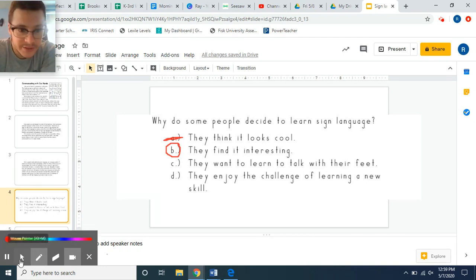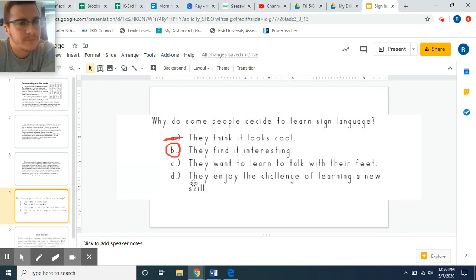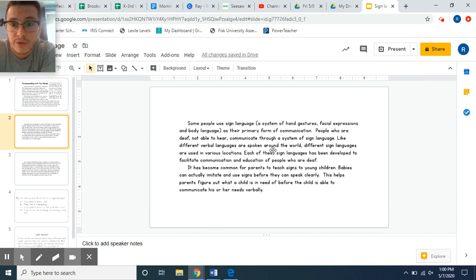All right, so the next option or choice, is they want to learn to talk with their feet. Now, when we think about what sign language is, we have to go back to the definition of sign language, which can be found over here. Just like when you see commas after a word that you might not know, you can find the definition. The same thing happens with what's called a parenthesis. So these are parentheses, these little smiley face things. They're parentheses. So what's in these parentheses is actually going to tell you what sign language is.